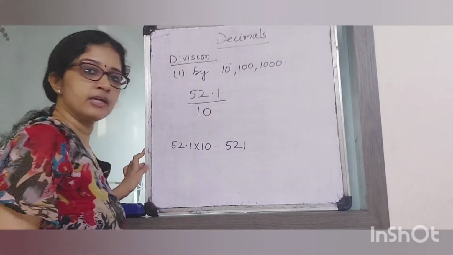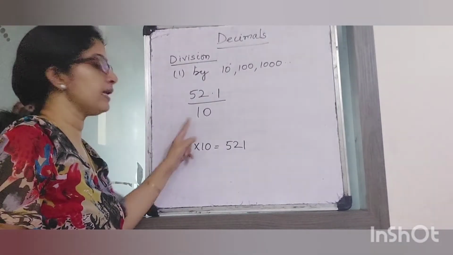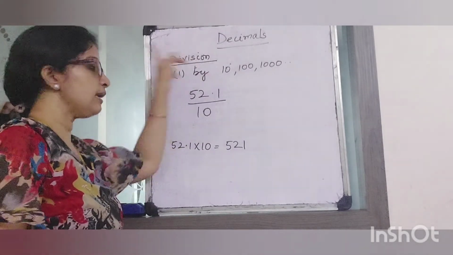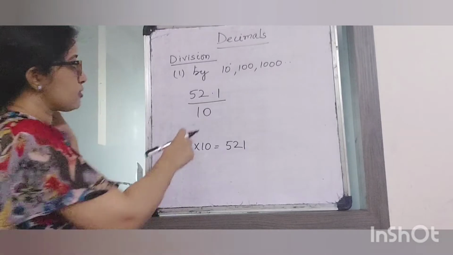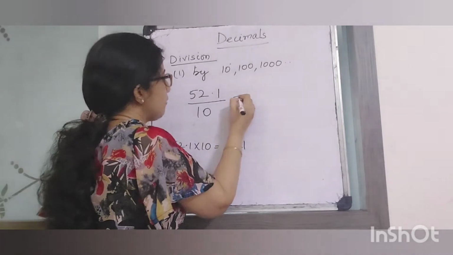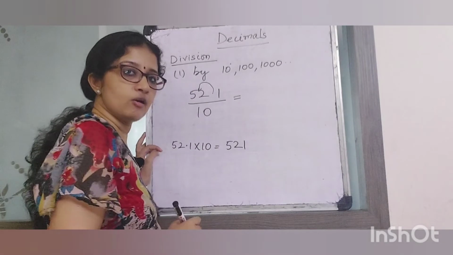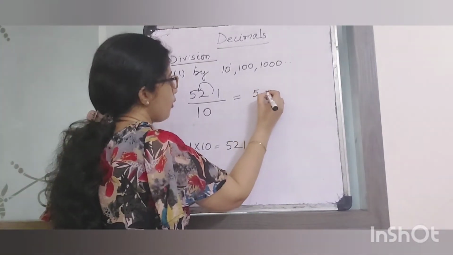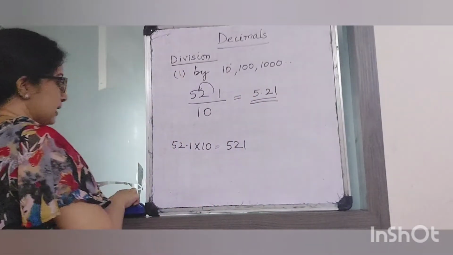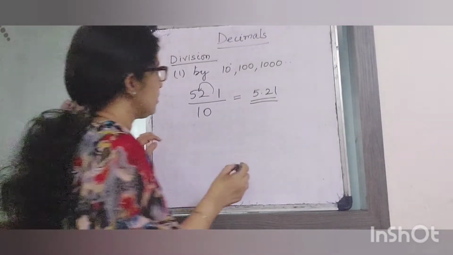While multiplication, we are shifting to the right, correct? Now while division, we have to shift the decimal point to the left hand side. Okay, so first we have to see how many zeros are here. One 0 since it is a 10, and we have to shift this decimal place by 1 digit to the left hand side. Okay, so what is the answer? 5.21 is the answer. Okay, now multiplication means right hand side, division means left hand side. Okay, now another example.